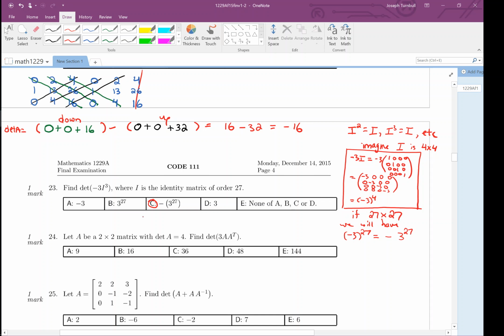And if it was order 26 instead, we would have positive 3 to the power of 26, because a negative number raised to an even power, an even number, will become positive. Like negative 3 squared gives you positive 9. Negative 3 to the 4 gives you positive 81, and so on.